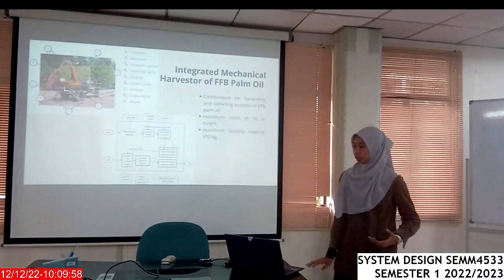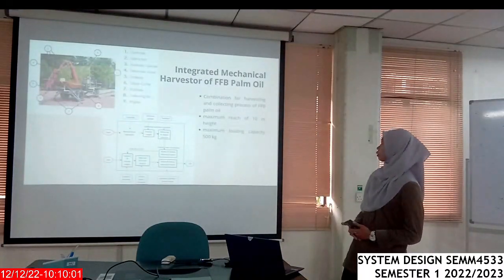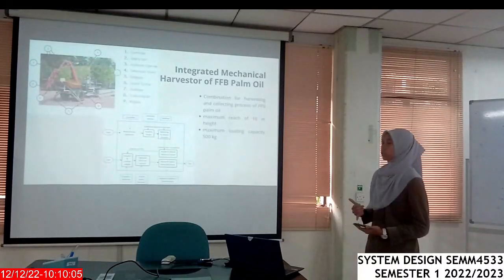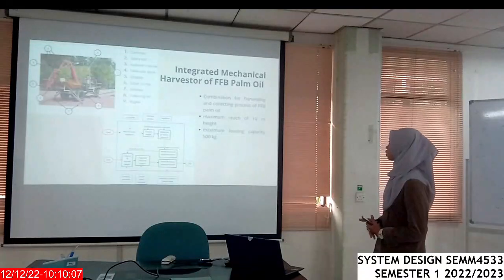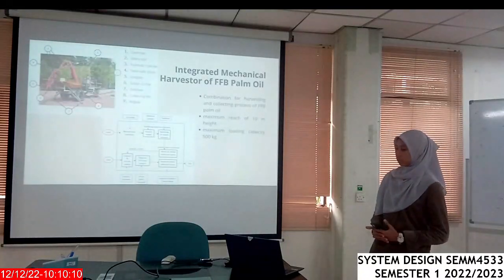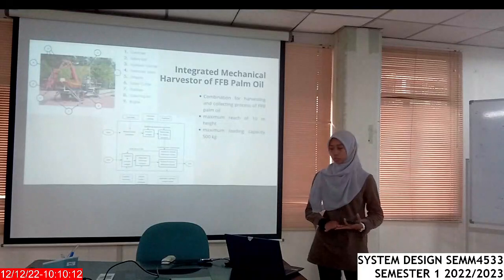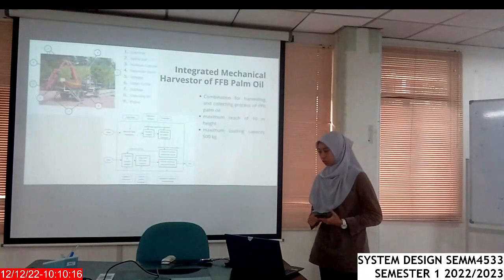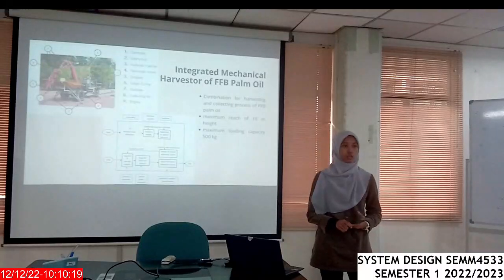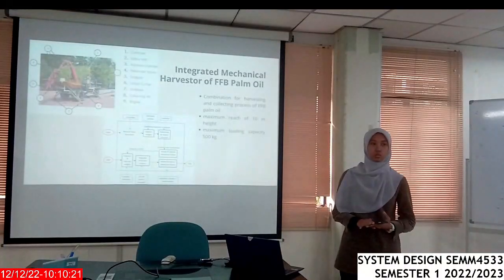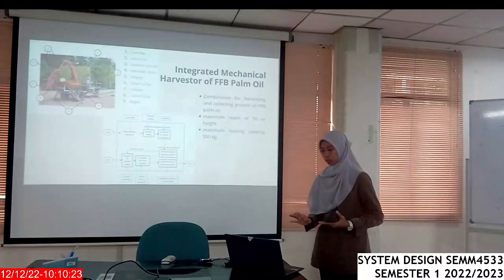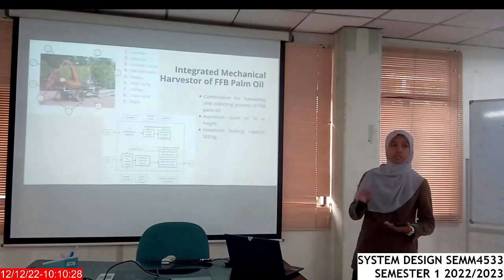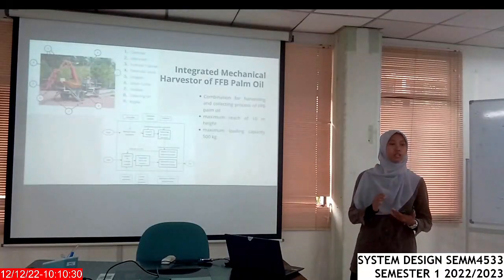Firstly is the integrated mechanical harvester of FFB palm. This machine is the combination for the harvesting and collecting process of FFB palm. It has a maximum reach of 10 meter height of the palm trees. The maximum load capacity for the machine to load the FFB is 500 kg. This machine is powered by a diesel engine.